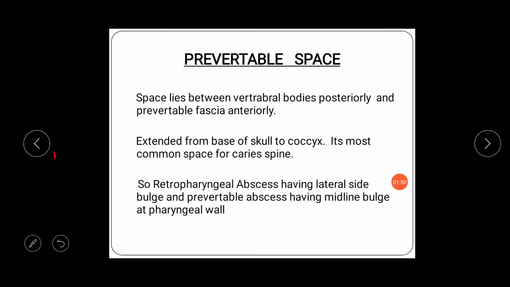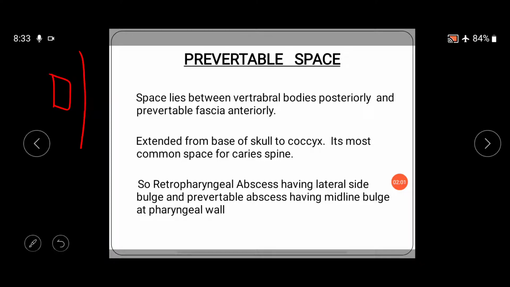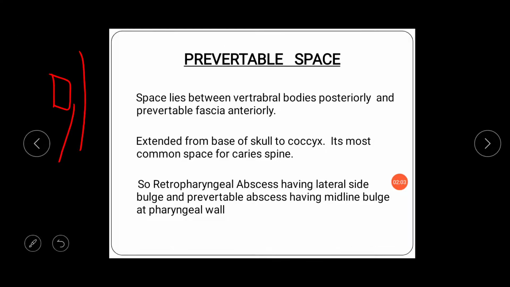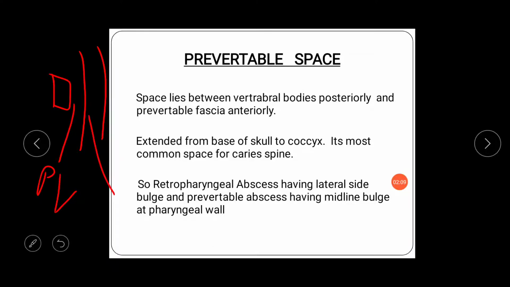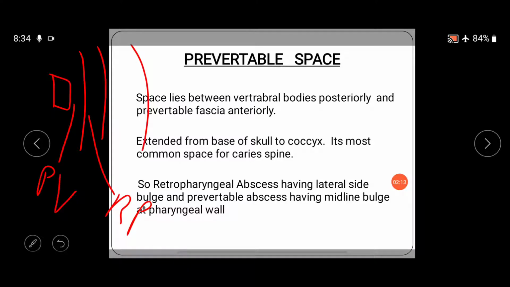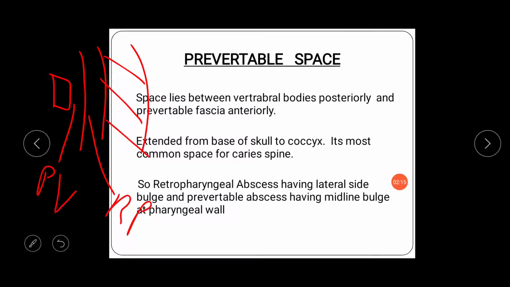So these are the vertebrae, followed by this prevertebral fascia, and this is the prevertebral space. This is the buccopharyngeal fascia and this is the retropharyngeal space, and this is our pharyngeal tube which contains oropharynx, hypopharynx and nasopharynx.